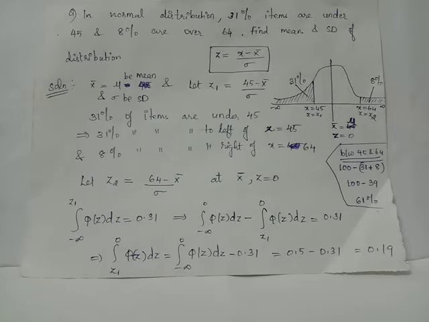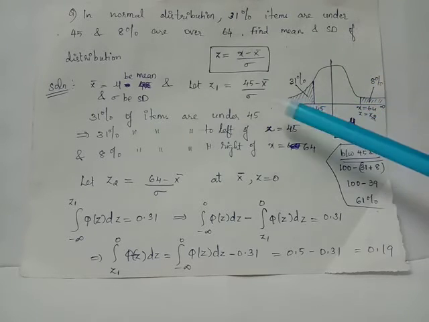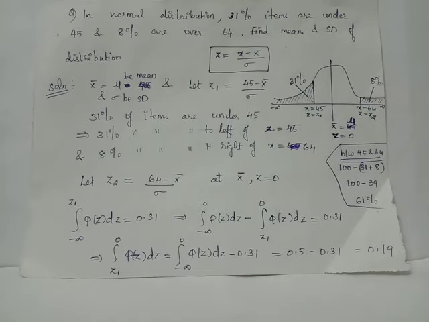Now let us evaluate the percentage of items lying between z equals 0 and z equals z1. We have the area under the curve to the left and right of the axis of symmetry will be equal. We have the integral from 0 to positive infinity of φ(z) dz equals 0.5 and the integral from negative infinity to 0 of φ(z) dz also equals 0.5. And we have the total probability equals 0.5 plus 0.5, which equals 1.